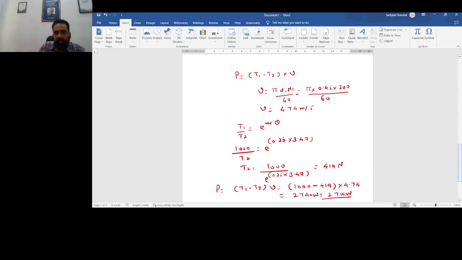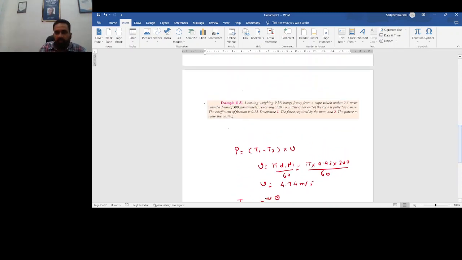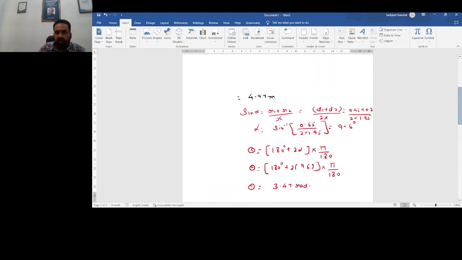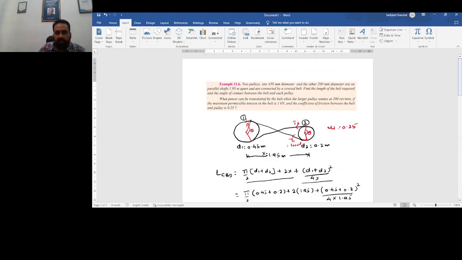This is the way we can solve the numerical based on the power transmission by the belt. The fundamental things which are given to us are the type of belt drive, that is the cross belt drive, then the diameter of both the pulleys, then the central distance between them, one of the tensions, then the RPM of either pulley, and the coefficient of friction. So this is about how we can solve the numerical.